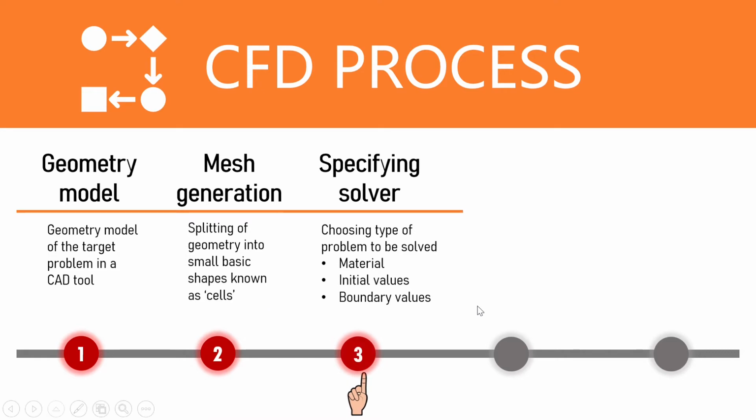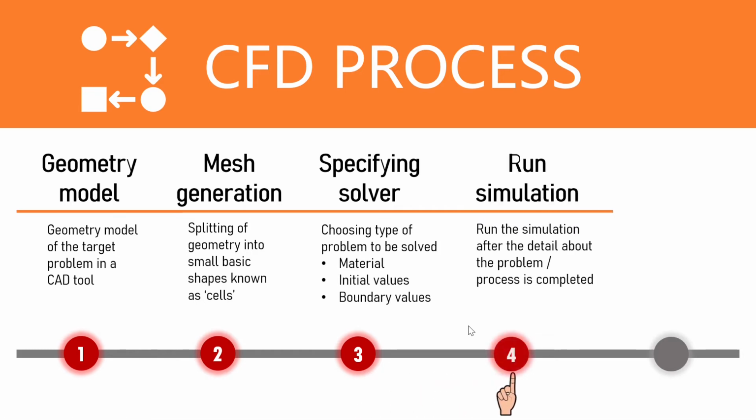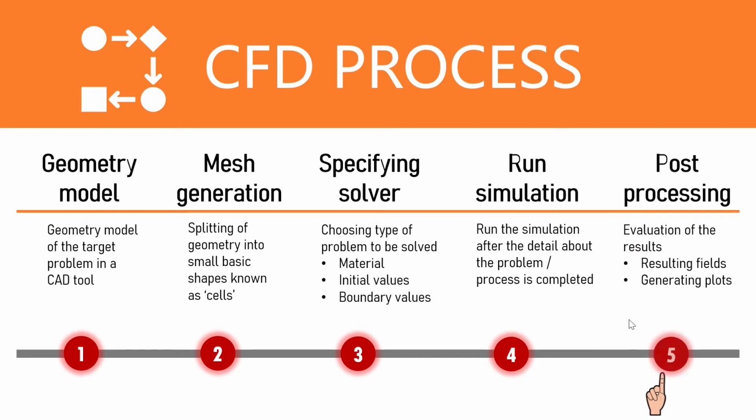After that, in order to run a simulation, we need to make a choice between several flow solvers, each of them suitable to solve a specific physical problem, for example a fluid flow or heat transfer solver. We also have to specify the type of materials, the initial values, and boundary values of the variables. When all the input is there, the computer starts running the simulation, which typically takes from a few hours to a few days. Finally, the obtained results are visualized and analyzed.